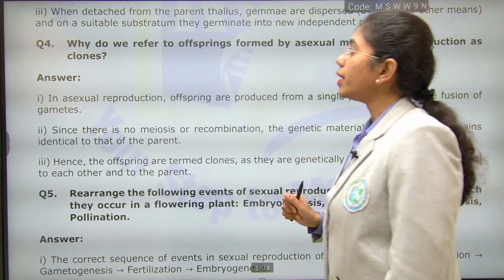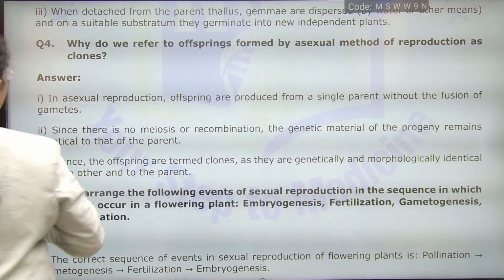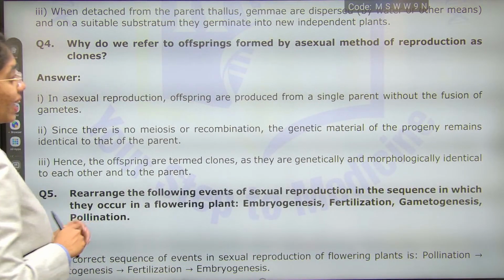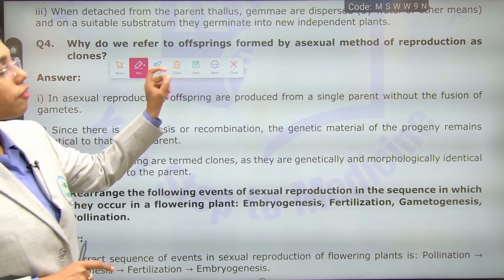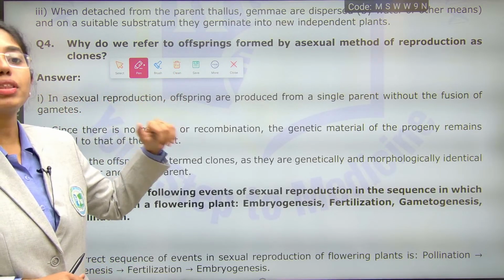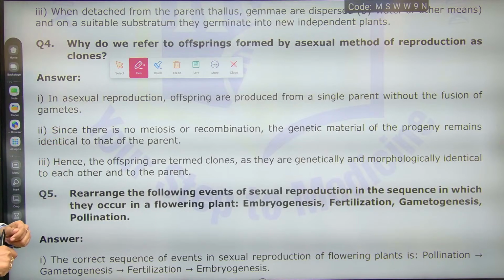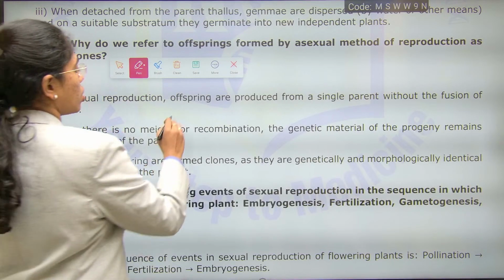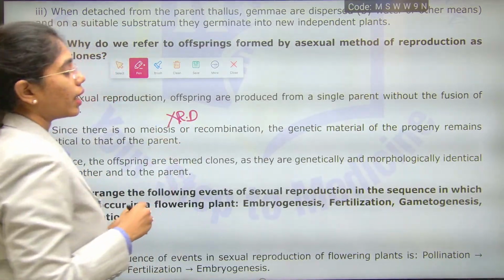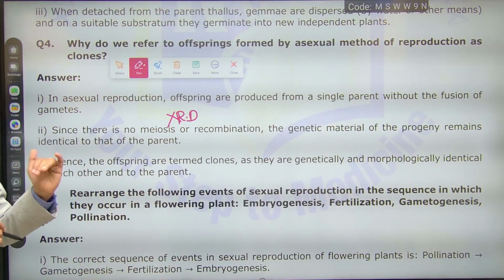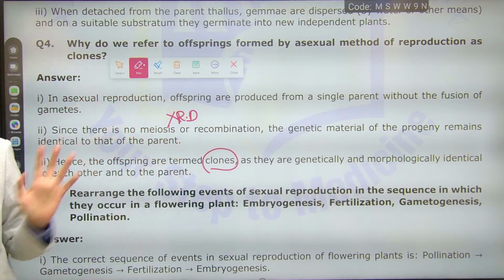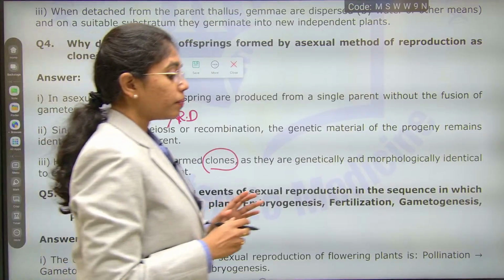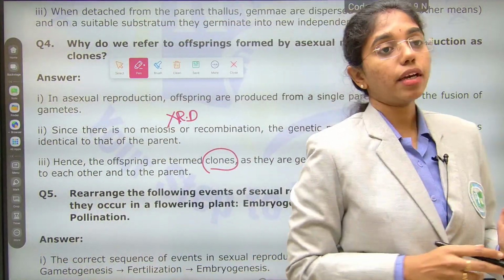Next, why do we refer to offsprings formed by the asexual method of reproduction as clones? Offsprings produced from a single parent without any fusion are called clones. Since there is no reductional division or meiosis, the genetic material of the progeny will be the same as that of the parent, hence the offspring is termed a clone, which is genetically and morphologically identical to the parent. Fine, right? Because nowhere is gametic fusion involved.